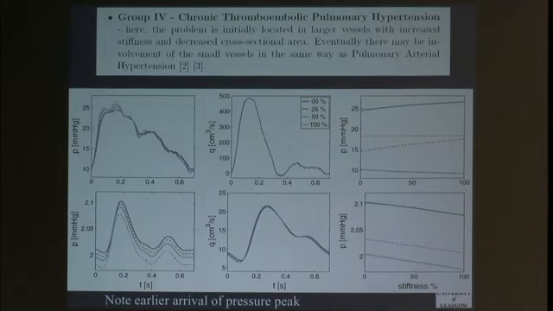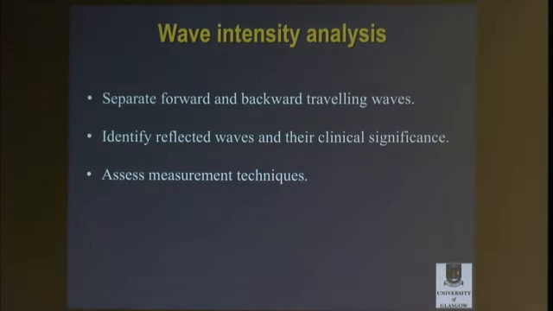And then this is stiffness in the large vessels. You see very different signatures here. You see the peak arriving earlier and uniform changes in pressure here and so on. So you can identify the different diseases, and particularly this early arrival of the pressure peak.